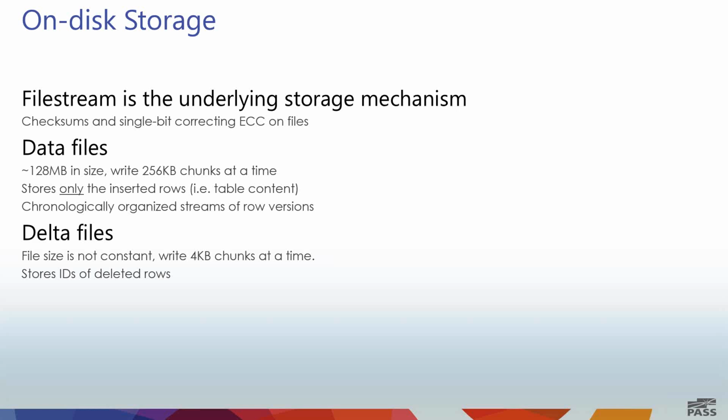And now what are our files, in fact? So we don't have one big data file for all of your memory optimized tables. What we have instead is a bunch of data files and a bunch of delta files. The data files, which are about 128 megabytes in size, store only the inserted rows. So these are append only. Whenever you insert a row, it is appended, appended, appended over time. This will just grow, and whenever a 128 megabyte data file is full, we open a new file and start writing the rows there.